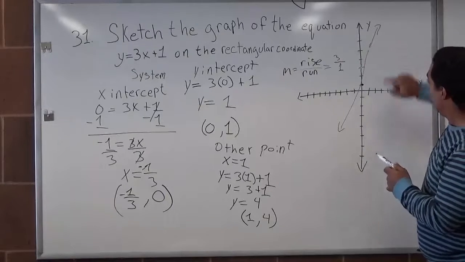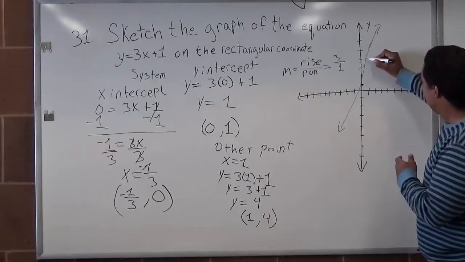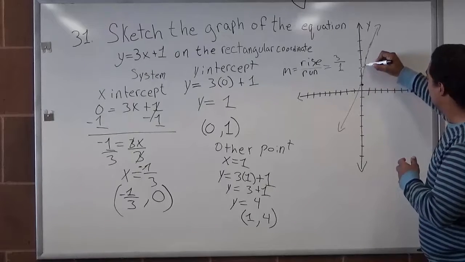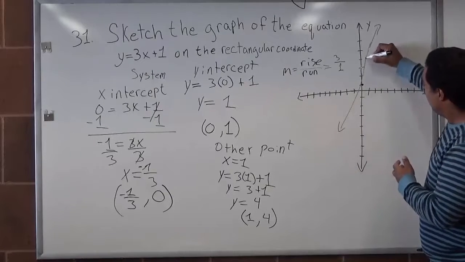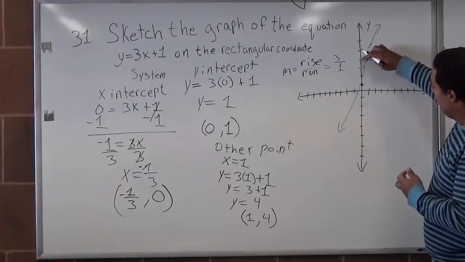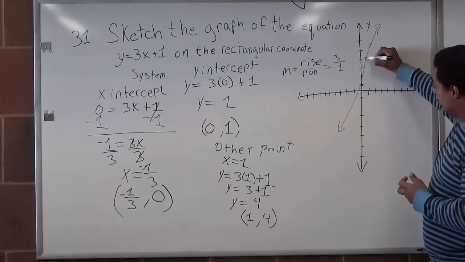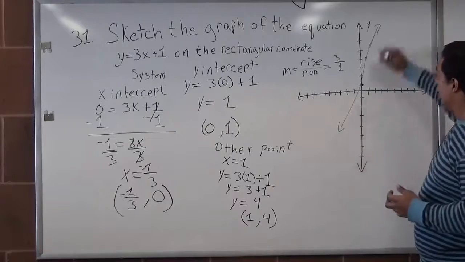I just realized this point is in the wrong place. It should be here. This is 4. 1, 2, 3, 4. Yeah. So you go up 3, 1, 2, 3, and over 1. And that's the same point right here, 1, 4, and then you can make your line.